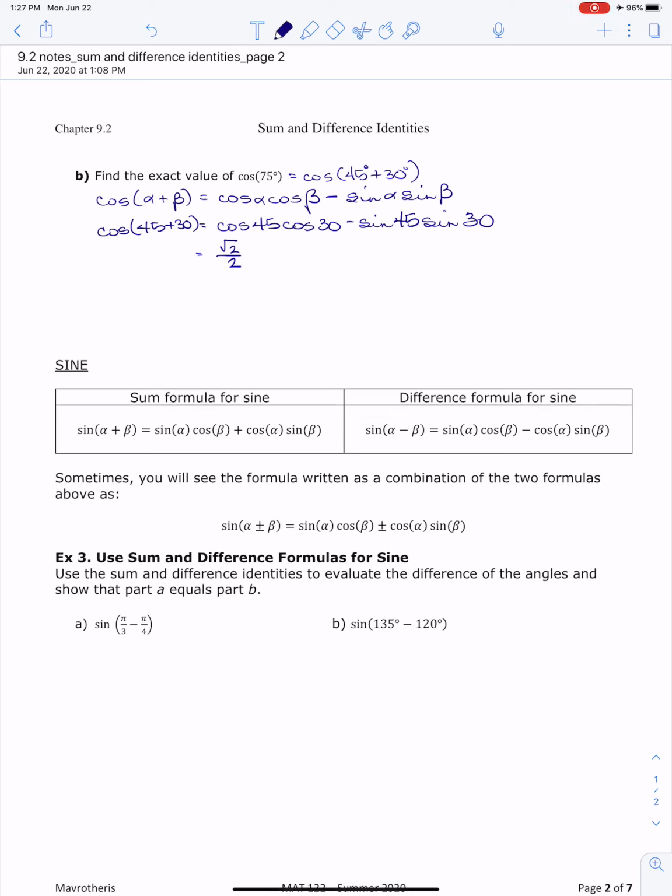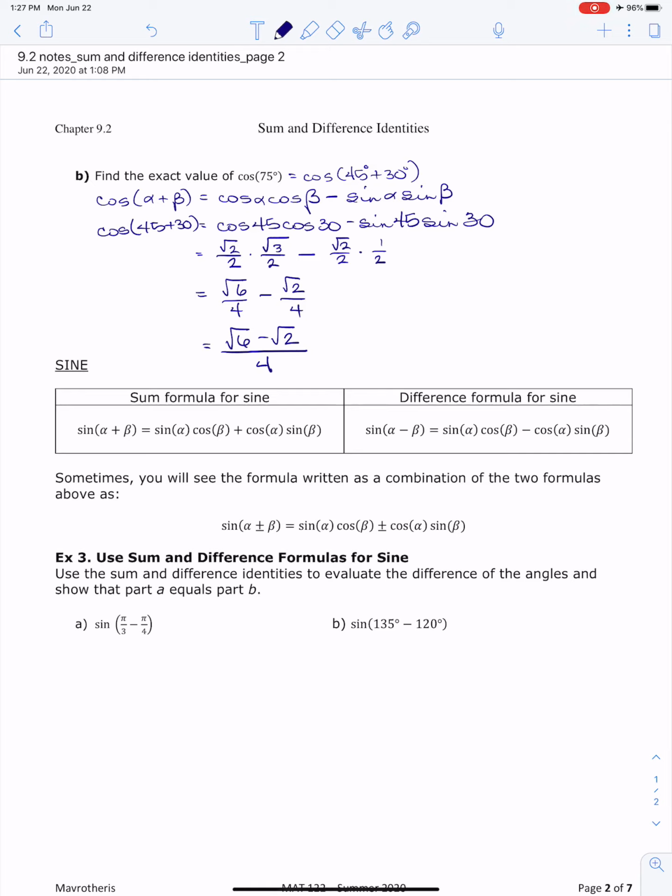Cosine of 30 is square root of 3 over 2. Minus the sine of 45, which is square root of 2 over 2. Sine of 30 is 1/2. I get square root of 6 over 4 minus the square root of 2 over 4. We end up with square root of 6 minus square root of 2, all over 4.